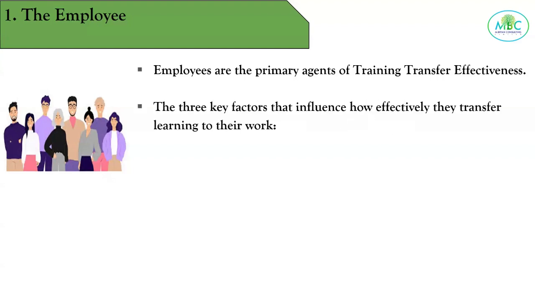And since they are the primary agents of training transfer effectiveness, it's very important that you note the key factors that will influence their transfer of learning to their workplace. So we are going to be looking at the 3 key factors that influence how effectively they transfer learning to the workplace. The first thing we are going to be looking at is what we call readiness for training. Why does it matter if they are ready for training?